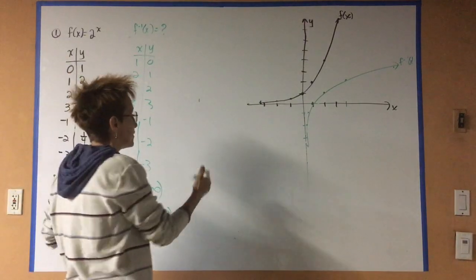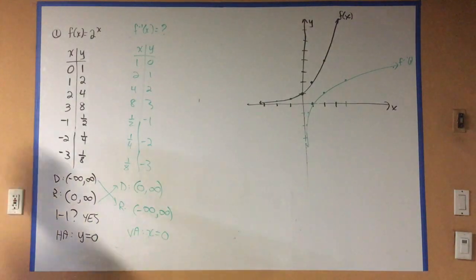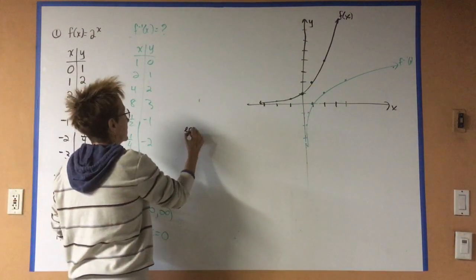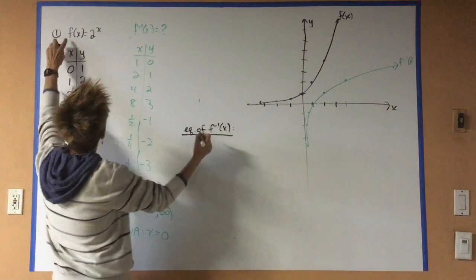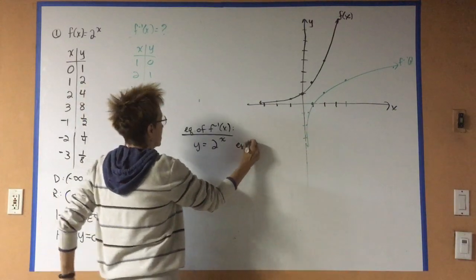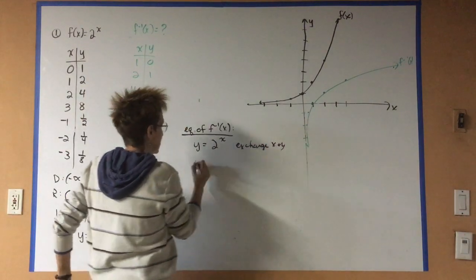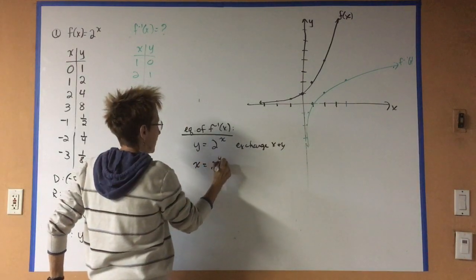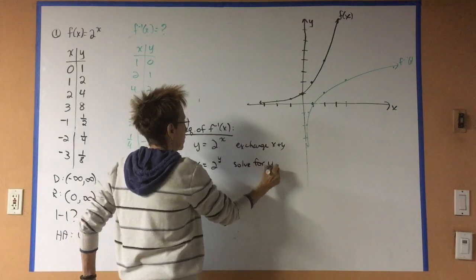The only thing I need to do here is think about the equation now of this inverse function. So I go to the equation of f inverse. So I take the original function, y equals 2 to the x. There's no restrictions or anything. I exchange x and y. So I get x equals 2 to the y. And then I solve for y.